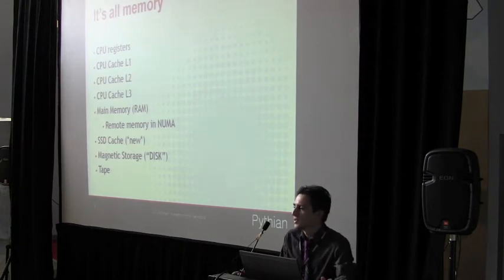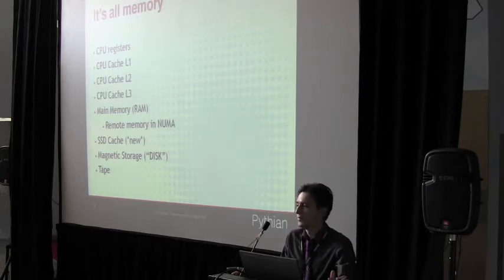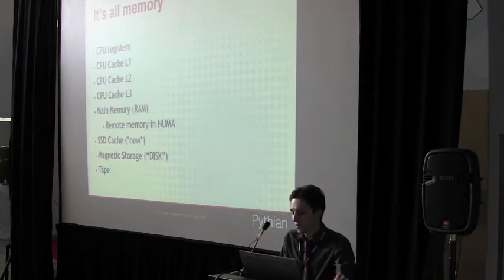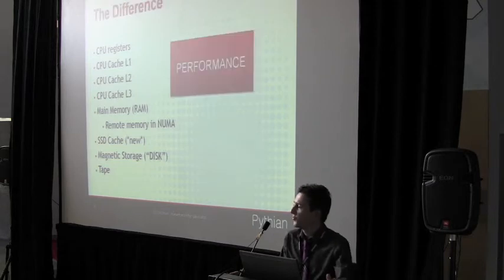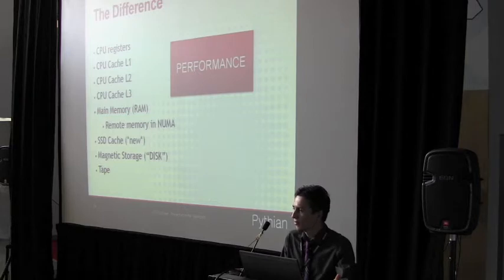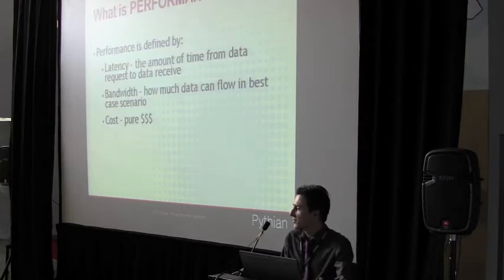All right, types of memory. So it's all memory. Whether we talk about CPU registers, CPU caches, main memory or RAM or simply memory that we refer to, or SSD caches or disk or even tapes, it's all memory. The only difference between all these different memories that we call with different names is performance. They have very different performance characteristics.